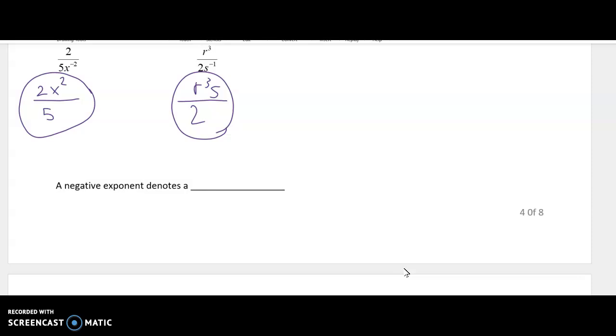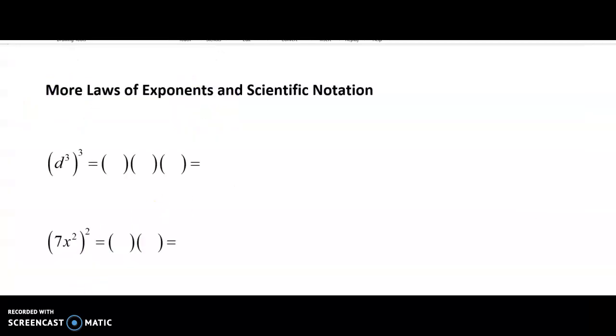Remember, I said when you have a negative exponent, you're going to switch the spot of the term and then change the exponent to positive. We can say a negative exponent denotes a reciprocal. Let's talk about a couple more laws for our exponents, and then we'll get into scientific notation a little bit.